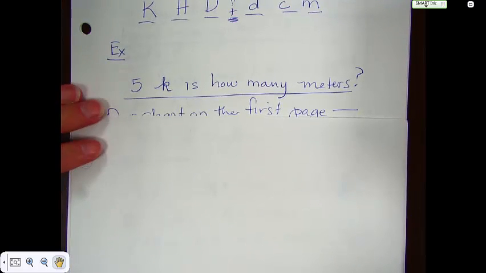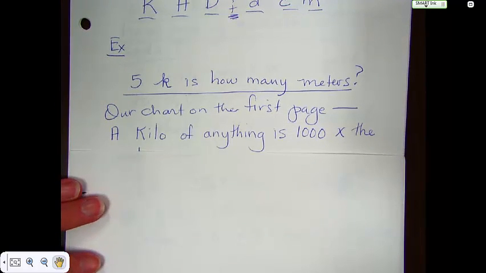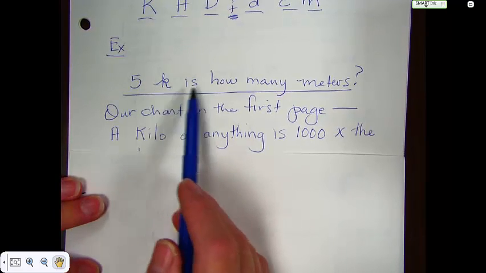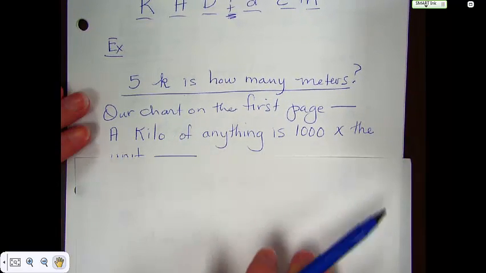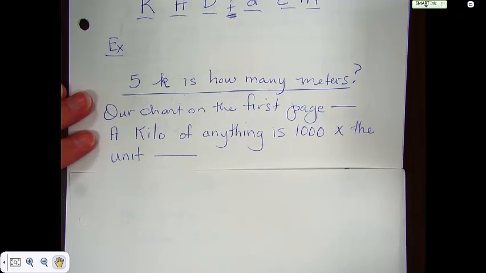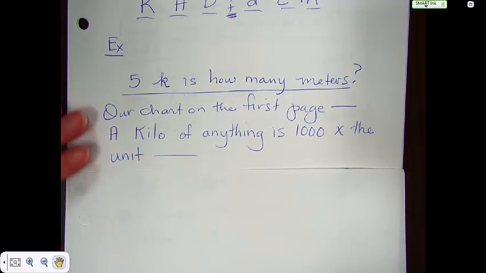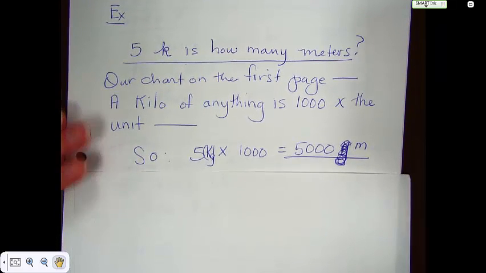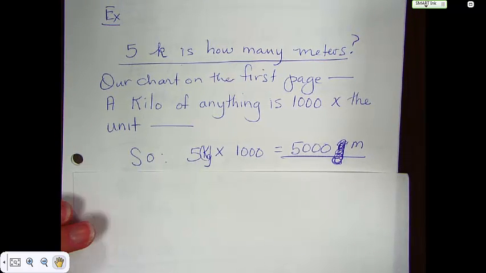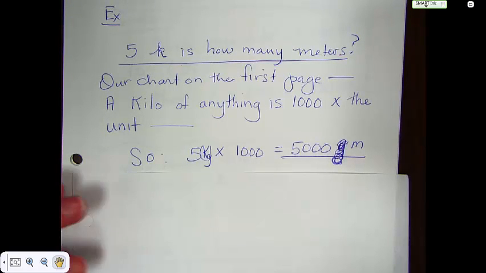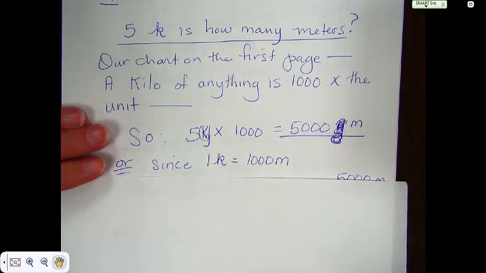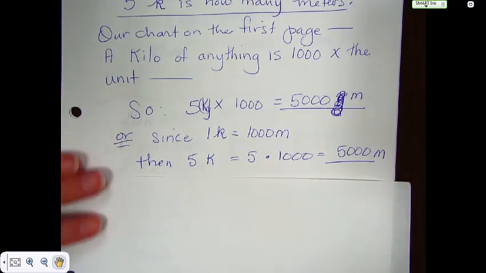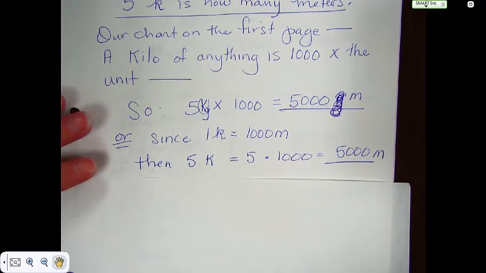Okay, all right, let's get to the examples. For some reason, I can't remember this morning. Okay, 5 kilometers is how many meters? Our chart on the first page says a kilo of anything is 1,000 times the unit. So if you have 5 kilos, then you would have to take 5 times 1,000 to figure out how many meters that is. Since 1K is 1,000, then 5K is 5 times 1,000, or 5,000.